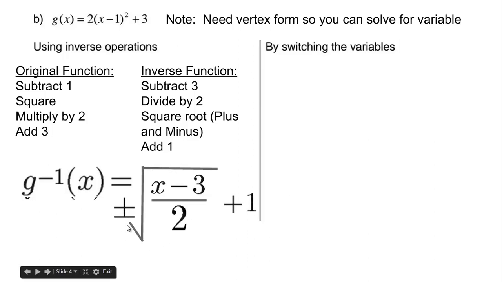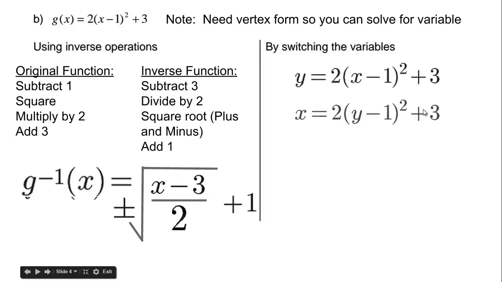Notice that this is a root function with a transformation in it, and the transformation is actually similar to what we did for g of x. We did a vertical stretch by factor 2. Here we do a horizontal stretch by factor 2 because x and y change positions. Here we shifted up 3. This time we shift right 3. Here we shift right 1. Here we shift up 1. So it's just the exact same transformations done on the opposite axis. So by switching the variables, we interchange x and y.